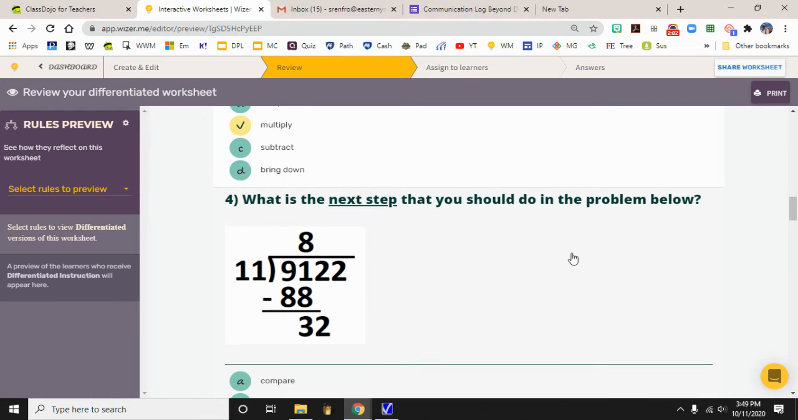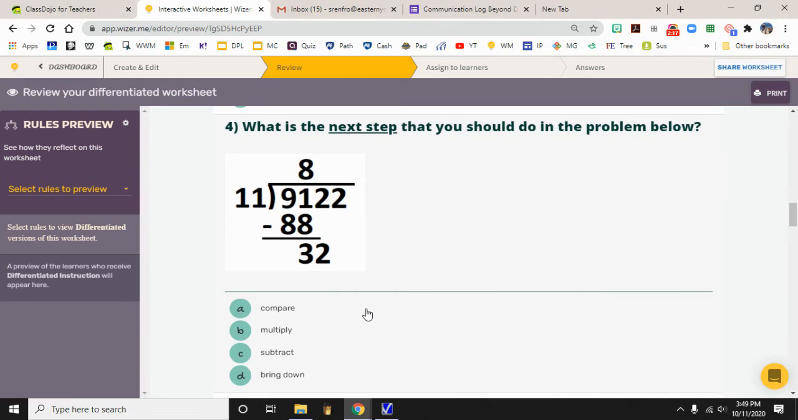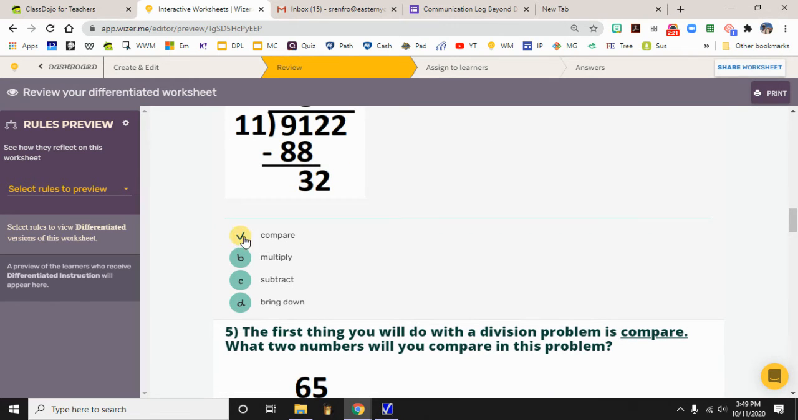Number 4, the next step in the problem below, looks like we compared 11 to the 91. We said 8 times 11 will get me closest to 91 without going over. We subtracted and we brought down. Now we got to compare now. Compare the 32 and the 11. Compare.